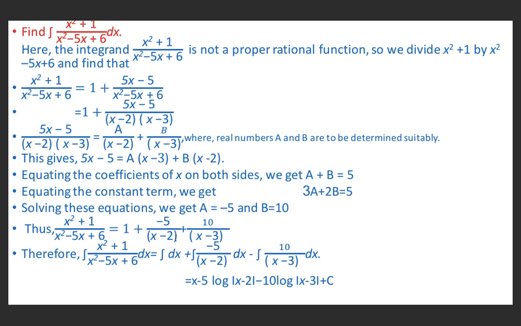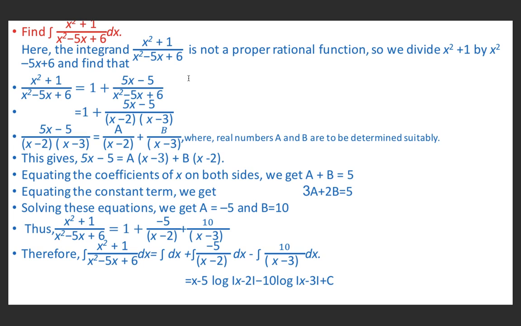So we already know the integration of these. So the integration of this is nothing but integration of 1 plus integration of minus 5 upon (x minus 2) plus integration of 10 upon (x minus 3) dx. So integration of 1 is x, integration of 1 upon (x minus 2) is log |x minus 2|, 5 is a constant so it will come outside, minus 5. Integration of 1 upon (x minus 3) is log |x minus 3|, so it is minus 10 log |x minus 3| plus c, a constant of integration.